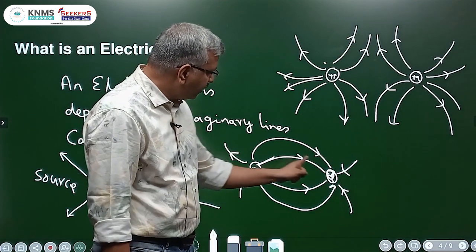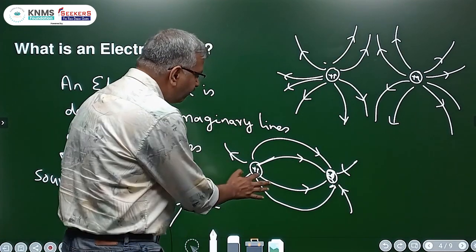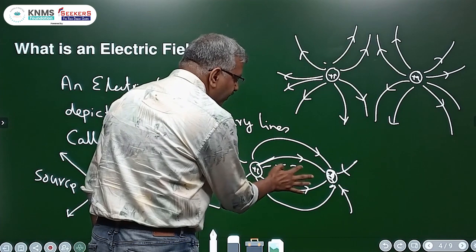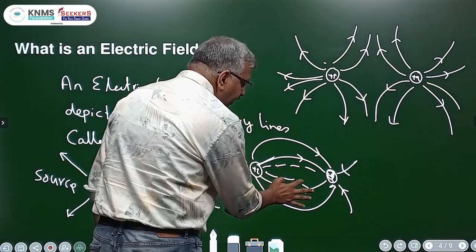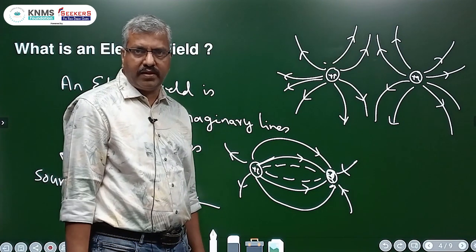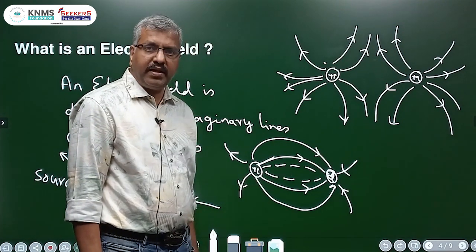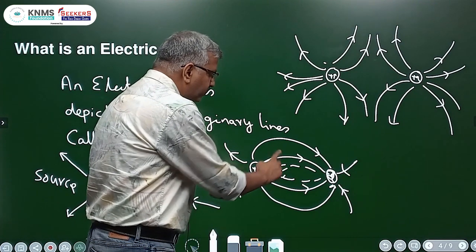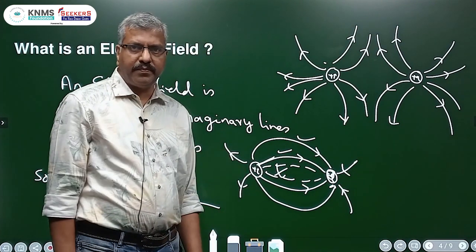Then you see in between they are continuous lines. I am not drawing field lines like this. So these are discontinuous lines. So field lines are not discontinuous lines, field lines are continuous lines. So here I have discontinuous lines. So these are not field lines, these are field lines.